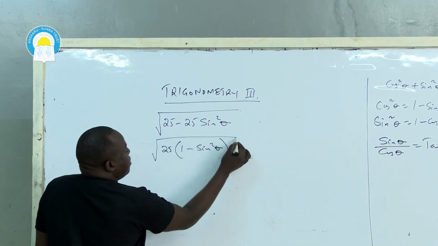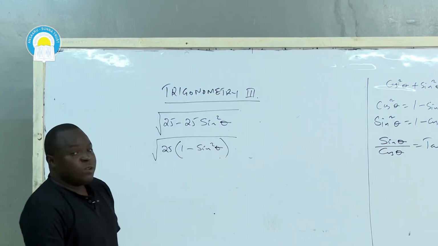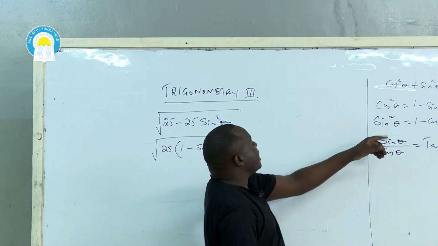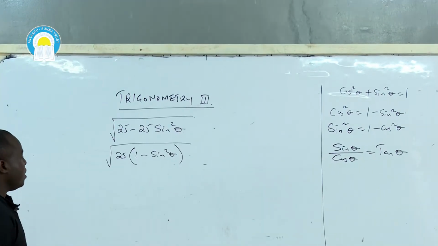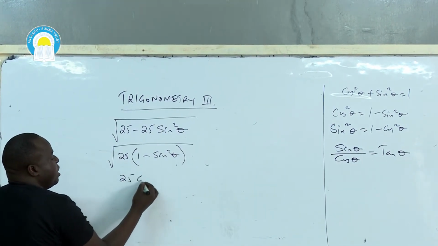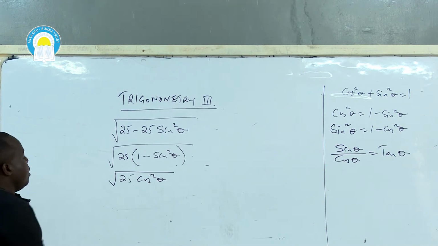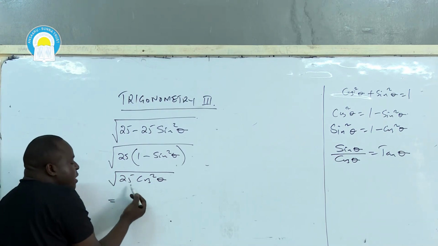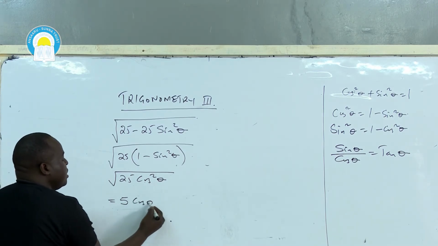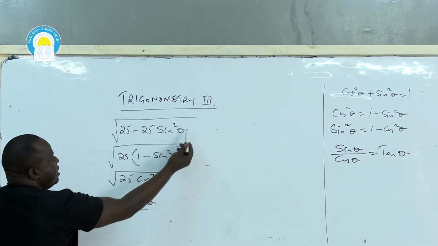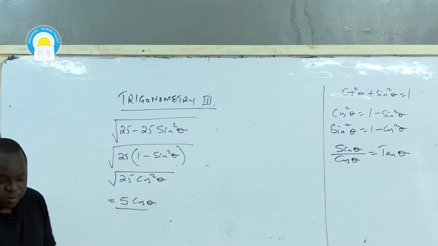Then the square root. And number 2, there is 1 minus sine squared theta. This value can be replaced according to my explanation that I had before. 1 minus sine squared theta is the same as cos squared theta. So then this should be 25 cos squared theta. But remember, there is a square root. Then the square root of 25 is 5. The square root of cos squared theta is cos theta. So the final answer for this expression here is supposed to be this, simplified. I hope the explanation is clear.